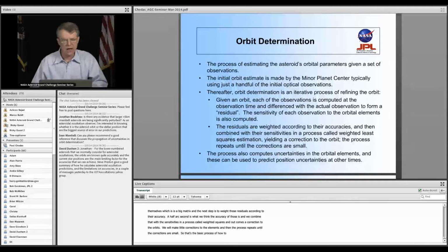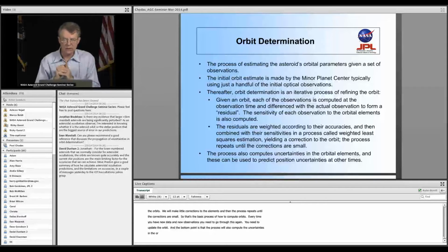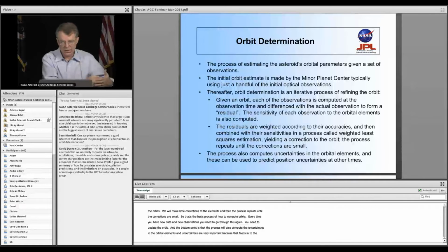Note that every time you have new data, new observations, you need to go through this again. You need to update the orbit. And the bottom point is that the process will also compute the uncertainties in the orbital elements. And uncertainties are very important because that feeds into the impact probabilities, which I'll talk about in a minute.